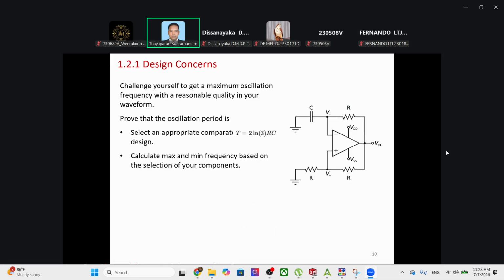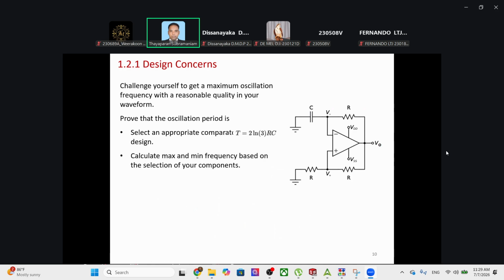So challenge yourself to get a maximum oscillation frequency with a reasonable quality in your waveform. It is not part of the continuous assessment, but if you have time, I strongly encourage you to connect it on the breadboard. As I mentioned earlier, regarding the design, how do you connect? Don't put all the components there and check the output. That's not the right way.